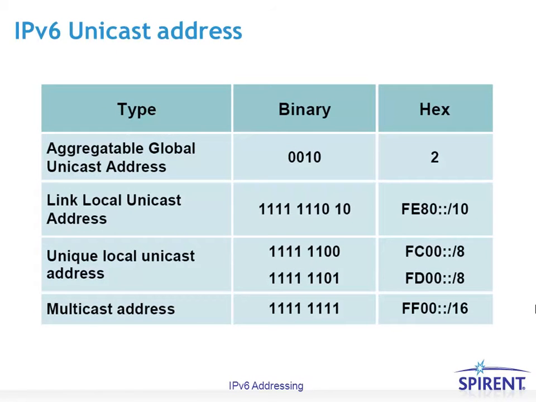So looking now at some IPv6 unicast address types. I mentioned on the previous slide the aggregatable global unicast address space. All addresses starting with 001, which translates to a hex 2, come out of that space. Link local addresses always start with FE80/10. Unique local addresses, which we'll talk more about, are somewhat analogous to IPv4's private IP address spaces, in other words, just used within your local organization, and have prefixes such as FC00/8 and FD00/8. And then the multicast address space starts with FF00/16.